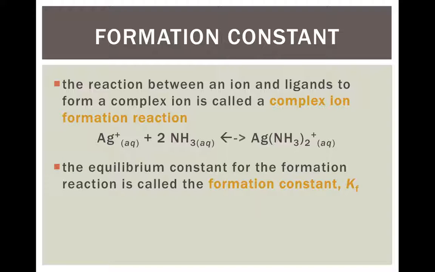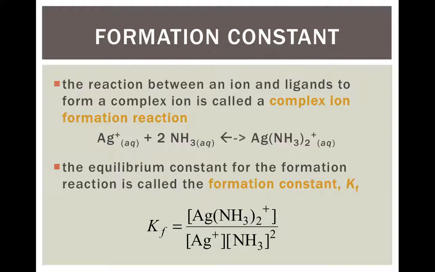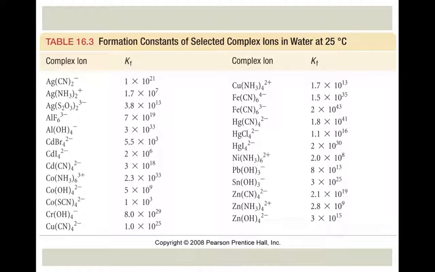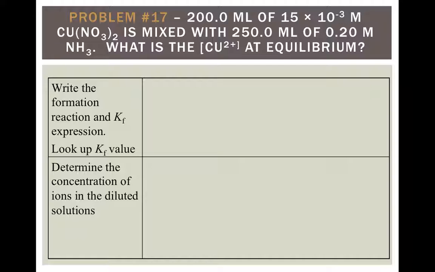So the reaction between an ion and ligands to form a complex ion is called complex ion formation. It has its own constant, Kf. But if you notice, it follows the same rules. You have the product ion over the reactant ions, and there's really nothing different with it. So don't get too intimidated by it. This is just giving you the Kf's of some complex ions. This would have to be given. Definitely don't have to memorize these, but really just treat them like any other ion you're used to.